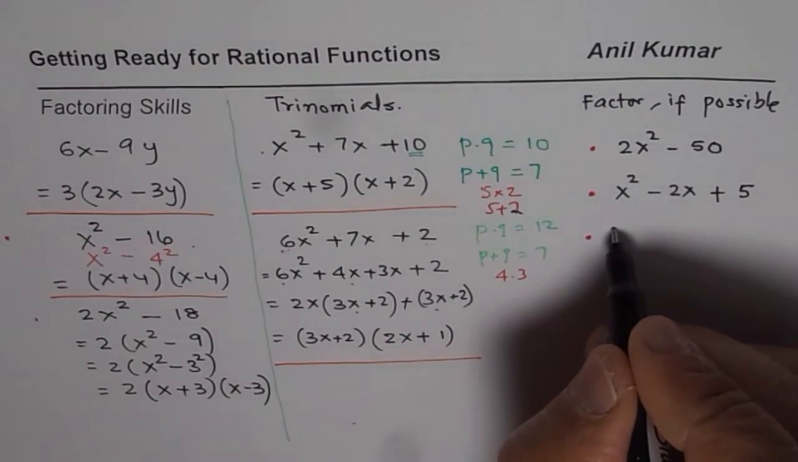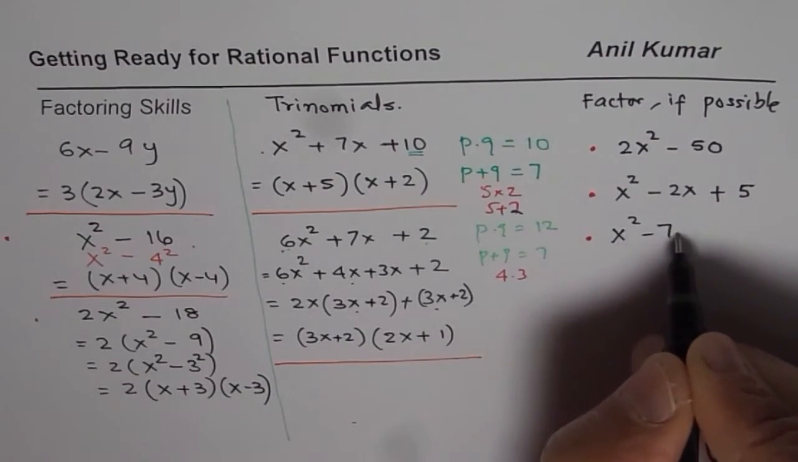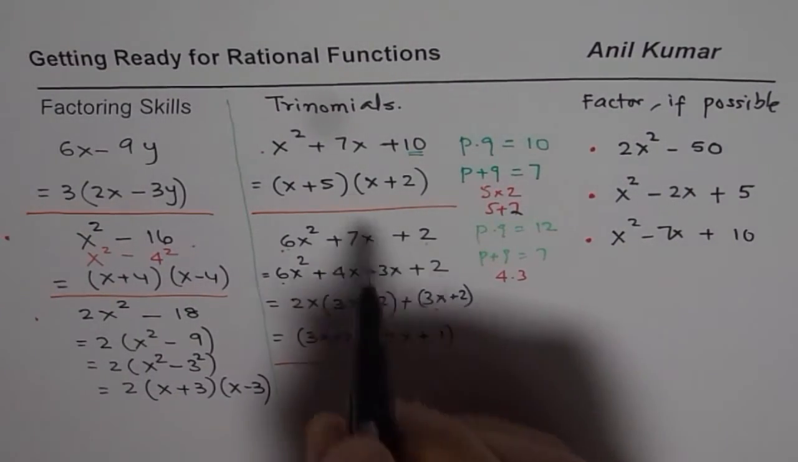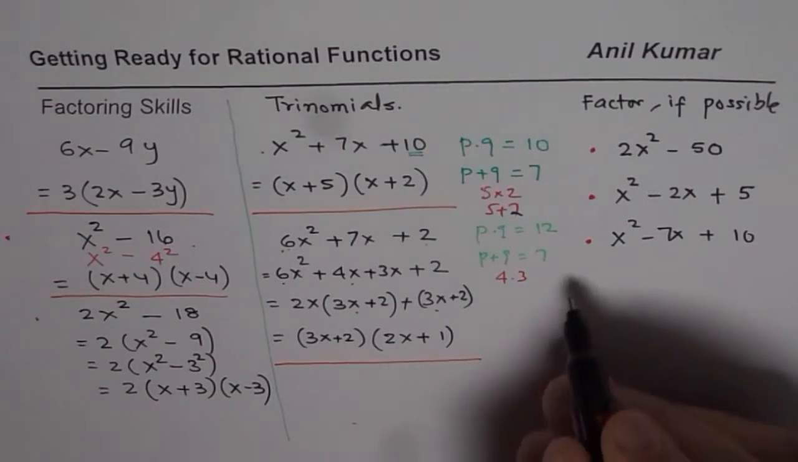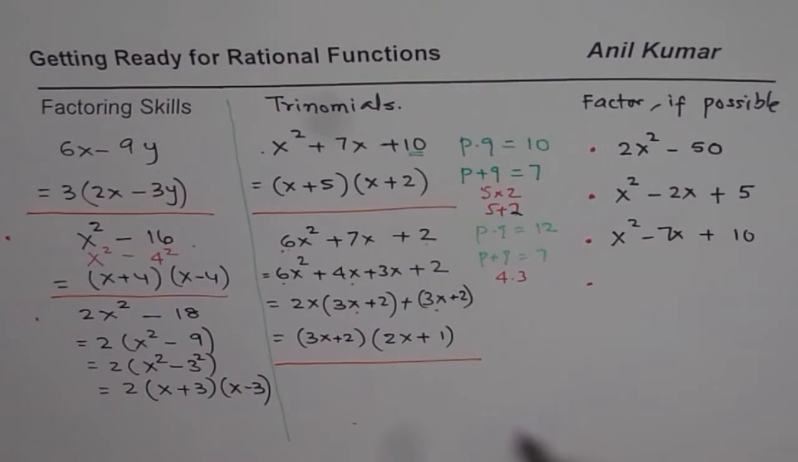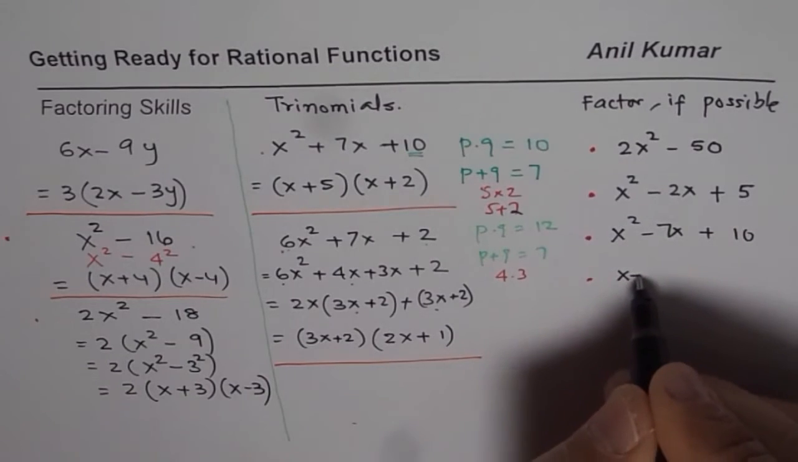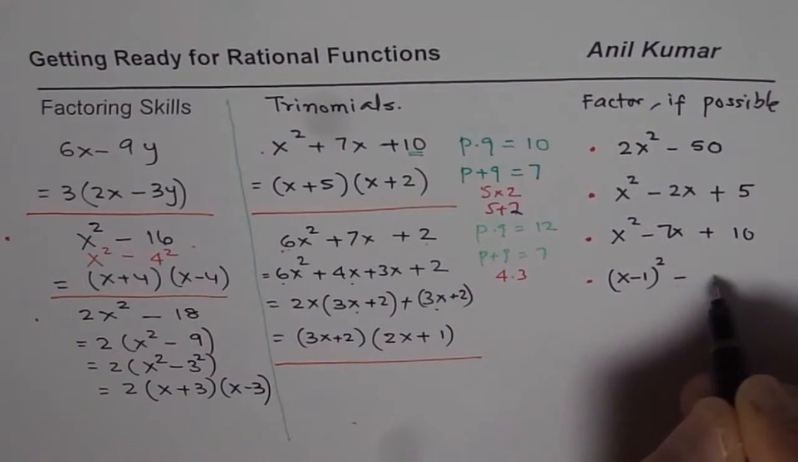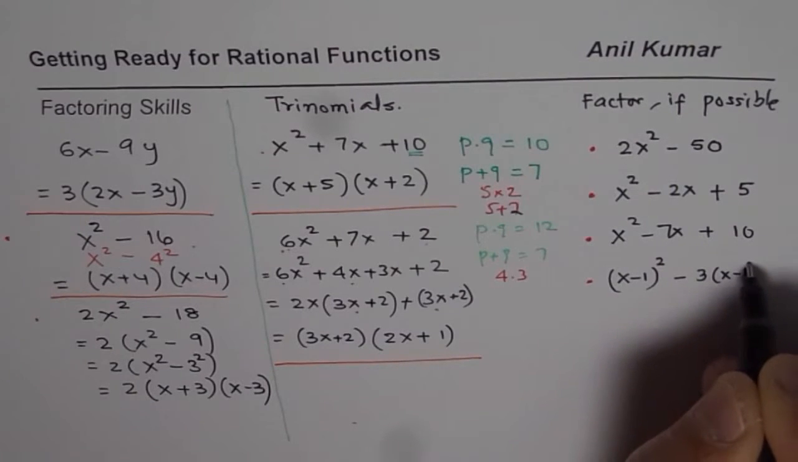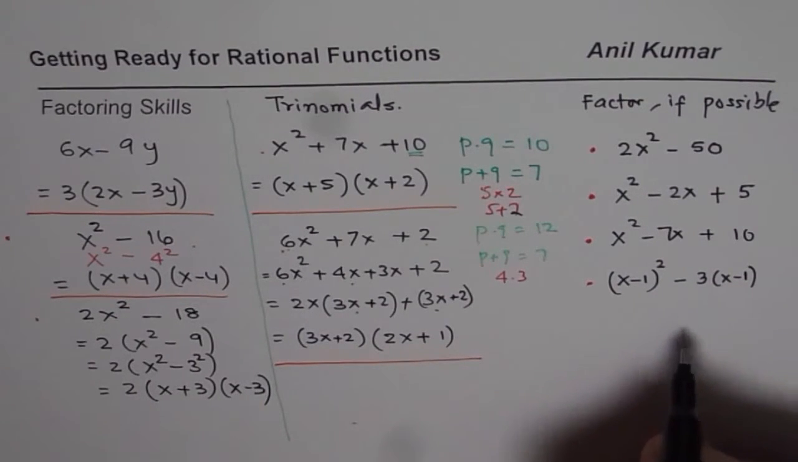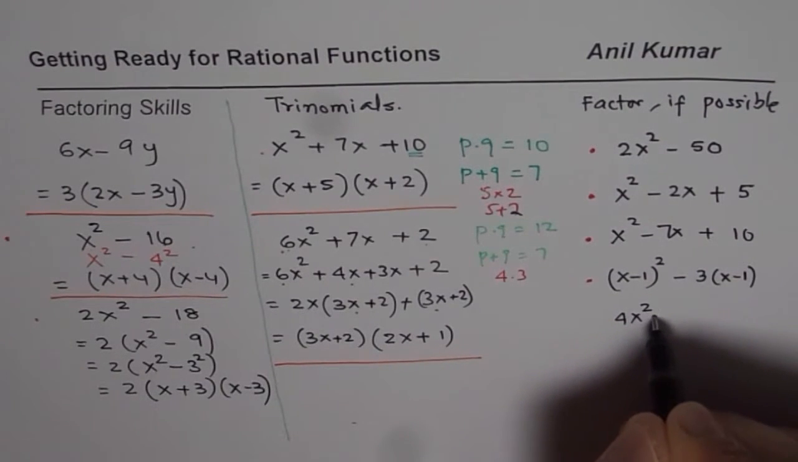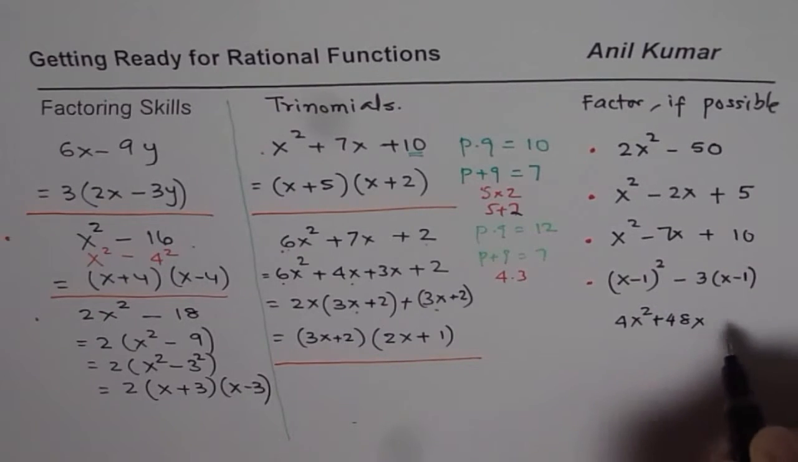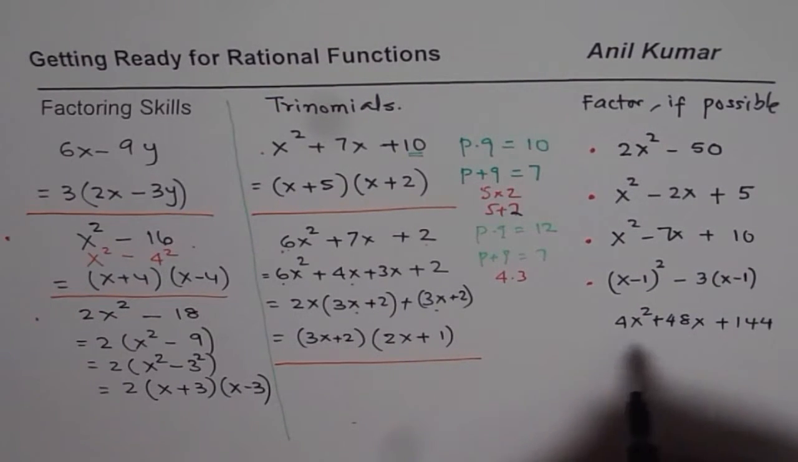Now let me write down another question here which will be x squared minus 7x plus 10. So I'm changing this question, instead of plus I'm using minus 7. See if it works for you, right? So that could be another example, and we could have examples like x minus 1 whole square times 3 times x minus 1, right? Try to see if you could factor such an equation. So let these be your test questions, right, to practice. Okay, the last one here is 4x squared plus 48x plus 144, right? Let this be the last question for you.